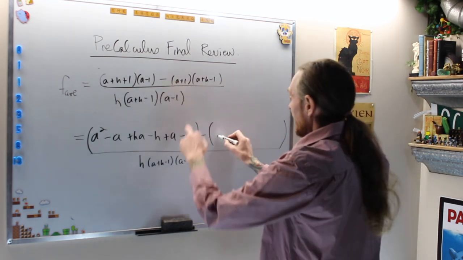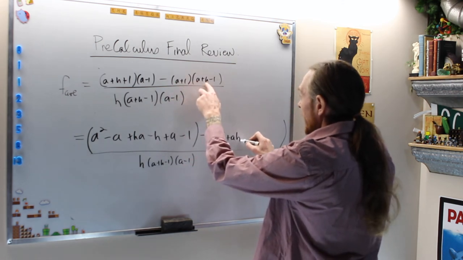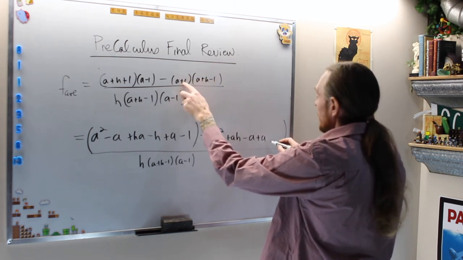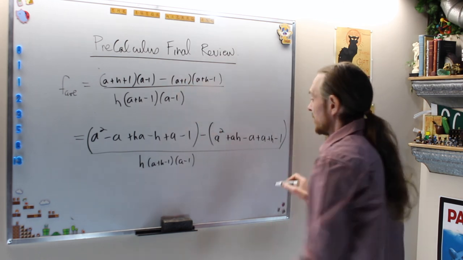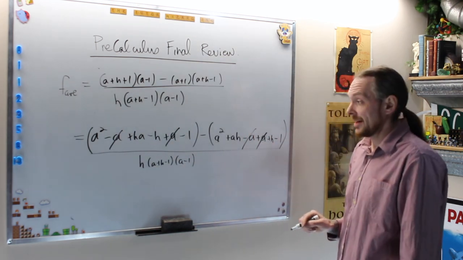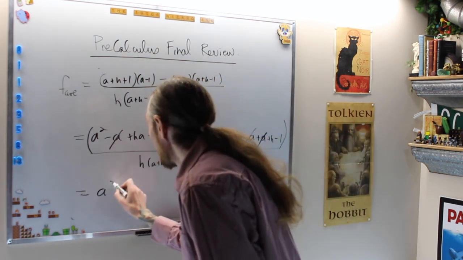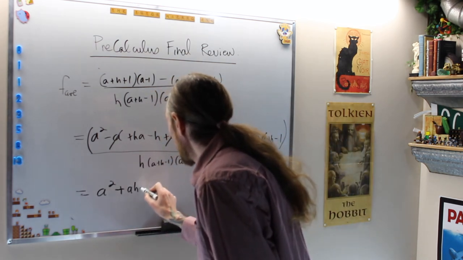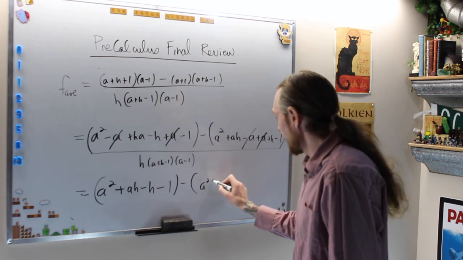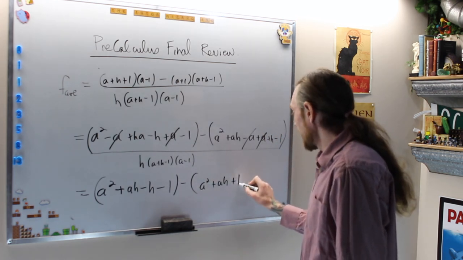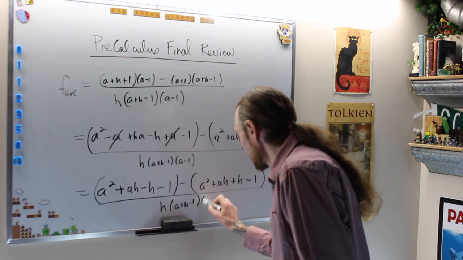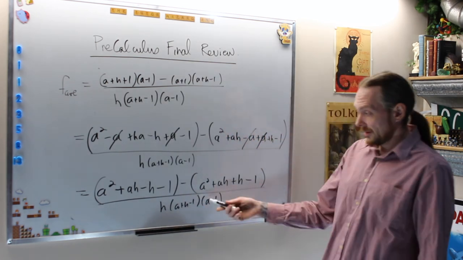In this one, I'm going to get a times a is a squared plus a h minus a plus a plus h minus 1. So immediately what I see, even inside the brackets, a and a cancels, and a cancels inside the brackets. Let's clean that up. Equals a squared plus a h minus h minus 1 minus a squared plus a h plus h minus 1 all over h times a plus h minus 1, a minus 1 is now what we have.